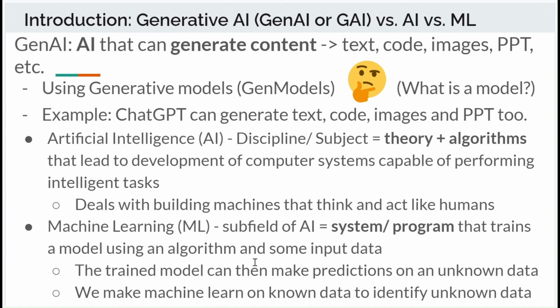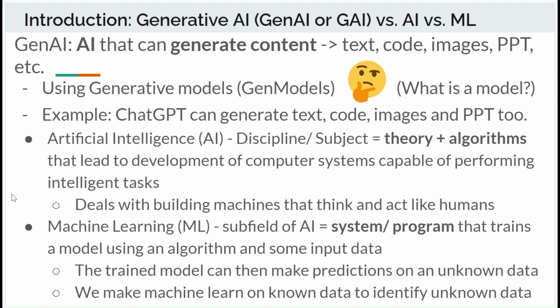What is machine learning then? So, machine learning is a subfield of AI. So, you can say ML or machine learning is a subset of AI, which actually comprises a system or program that trains a model using an algorithm and some input data. So it has certain lines of code using which you can train a model, using which you can actually create an intelligent system that can learn from certain data.